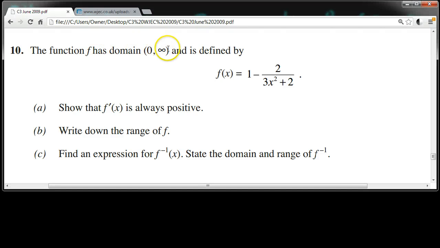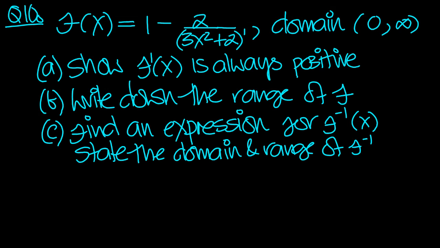The function f has domain 0 to infinity and is defined by f of x equals 1 minus 2 all over 3x squared plus 2. Show that f dashed is always positive. Write down the range of f. Find an expression for the inverse of the function f and state the domain and range of f to the minus 1. So let's have a look at this here then.